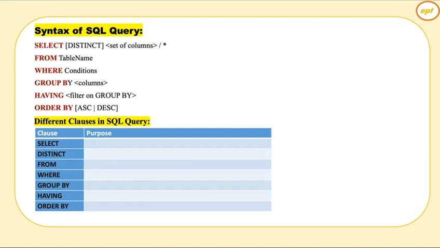What is the select and what is its purpose? You already understood: select is to retrieve the data from the databases. And what is the purpose of the from clause? What is the purpose of the where clause? What is the purpose of the group by, having, and order by?